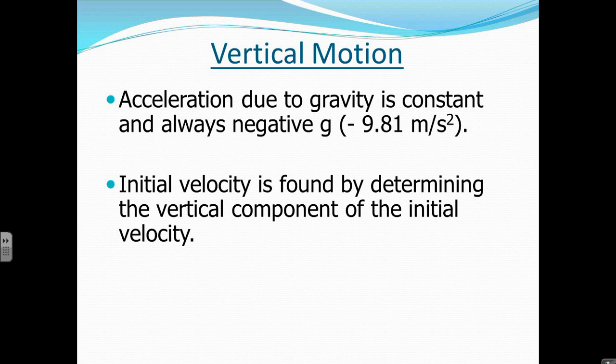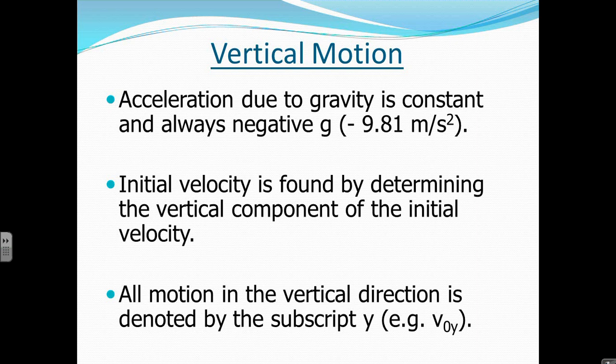The initial velocity is found by determining the vertical component of the initial velocity. Not all projectiles are started purely vertically. Actually, that would be more of a free fall type problem. So there will be some sort of initial condition. Anything launched horizontally will have an initial condition in the vertical direction of 0 meters per second. And if it's launched at some sort of angle, we would use trigonometry to find the vector component that is vertical, and we would use that as the initial velocity vertically. And we would take that vertical velocity and use that in a vertical motion analysis.